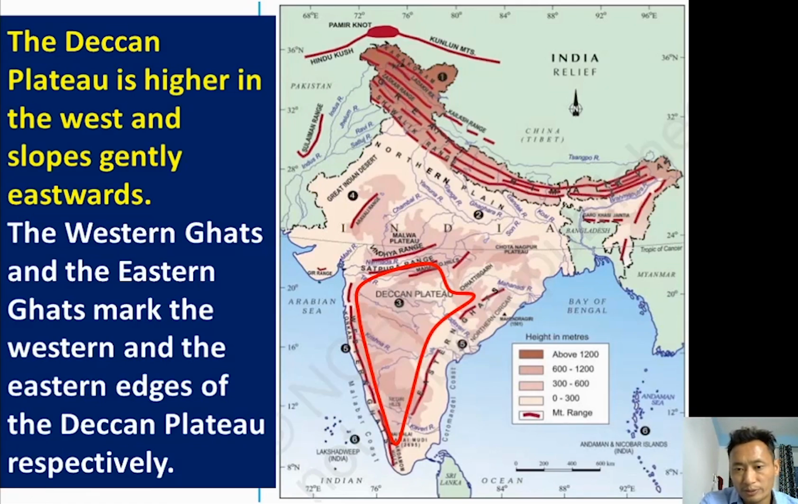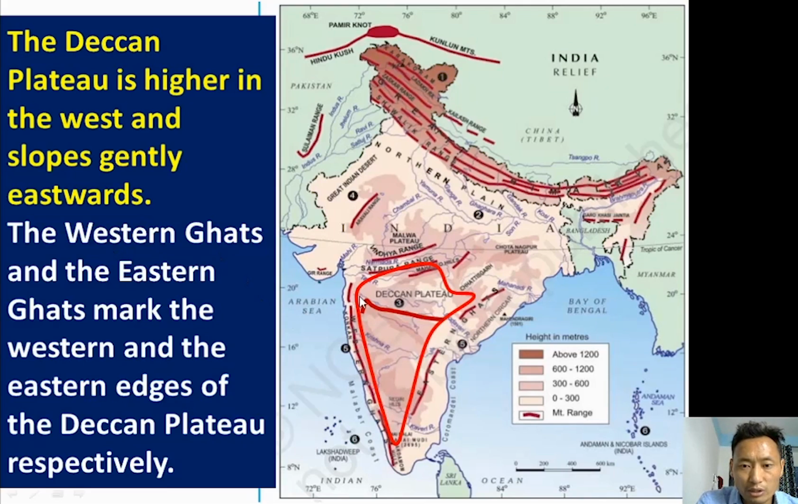Likewise, if we talk about the altitude or the relief feature of the Deccan Plateau, it is much higher at the west, and it slopes gently towards the east. Because of that, most of the rivers in Peninsular Plateaus originate from Western Ghat, and they flow towards the east. That shows the relief feature of Deccan Plateau. So that is another way we can understand the relief feature or the height of the Deccan Plateau.